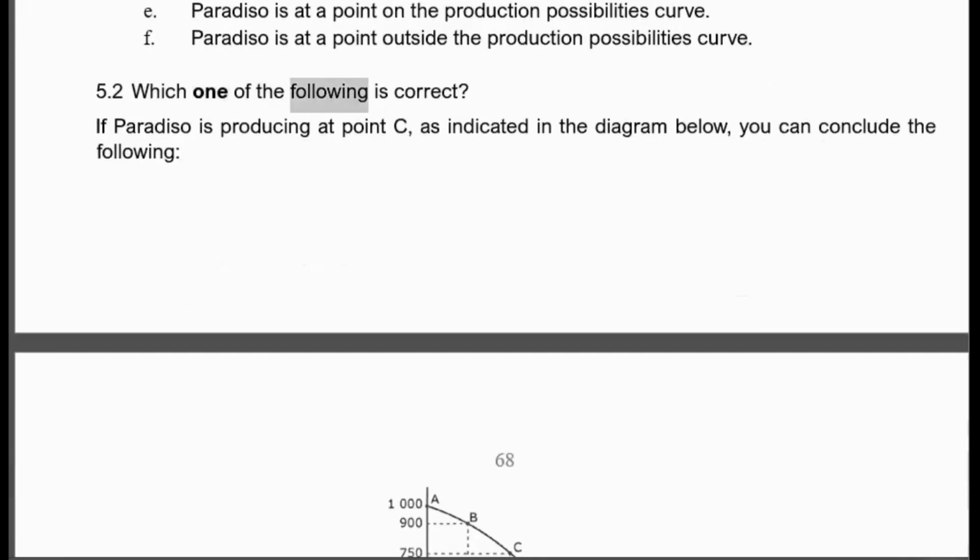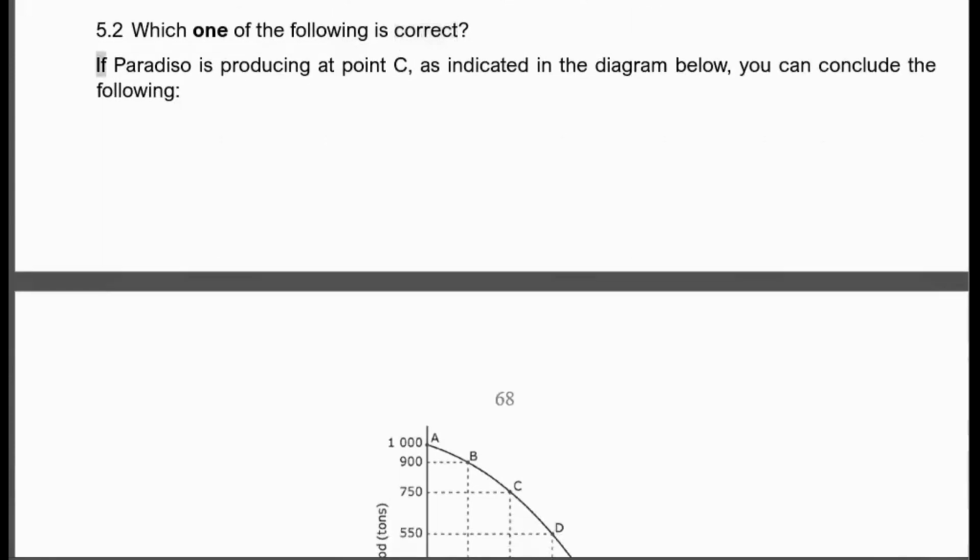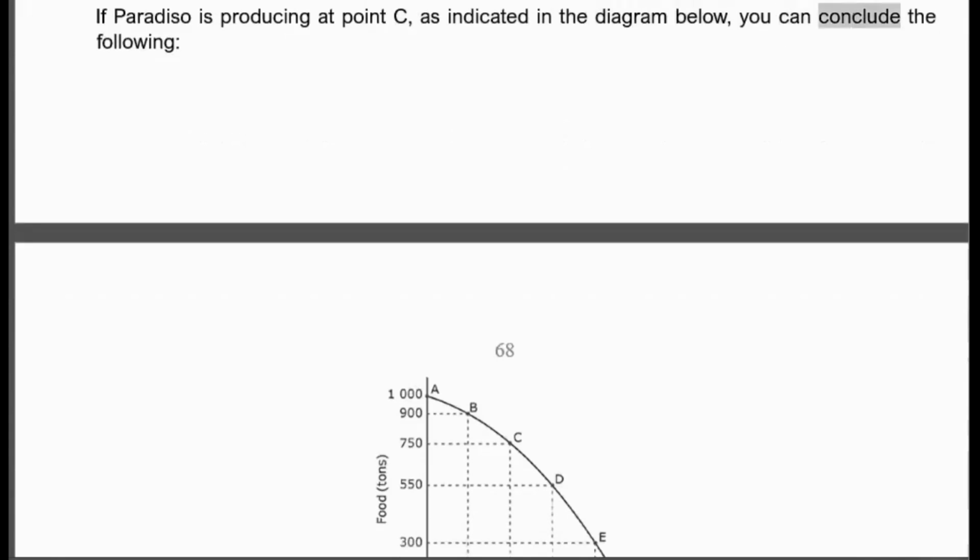5.2 Which one of the following is correct? If Paradiso is producing at point C, as indicated in the diagram below, you can conclude the following.